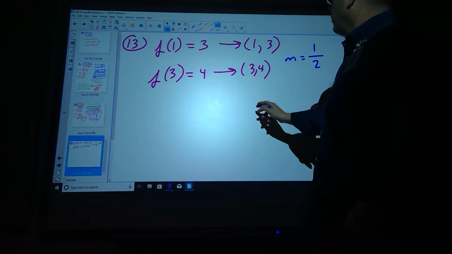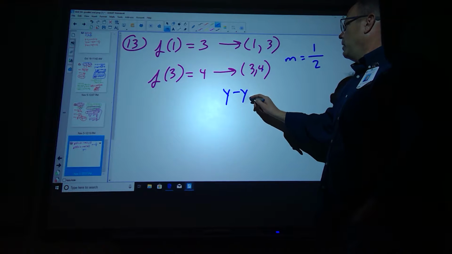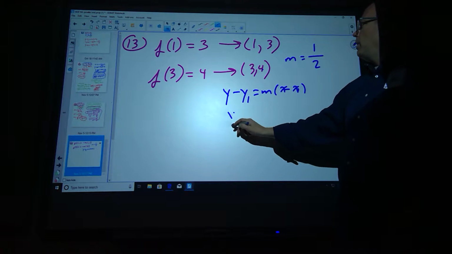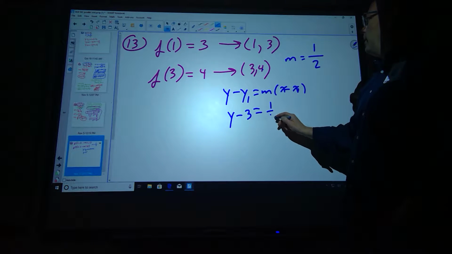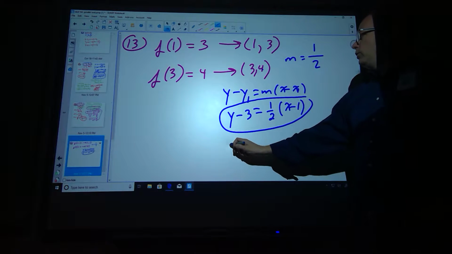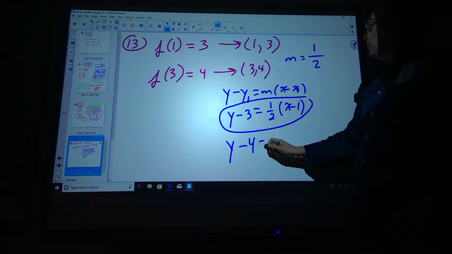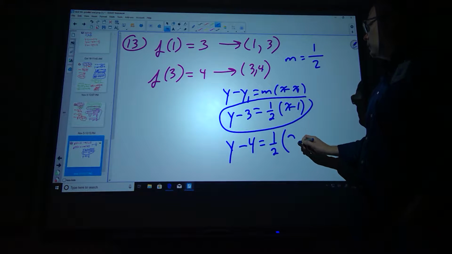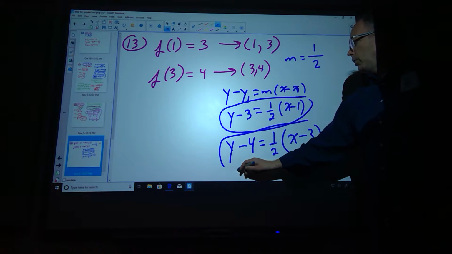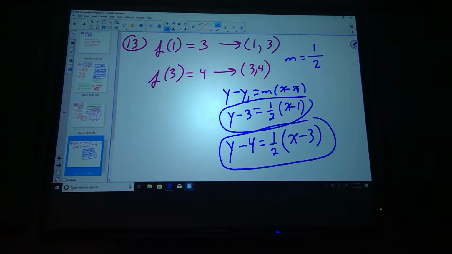Then find the point slope form. Depending upon which point you use, you can have y minus 3 equals 1/2 (x minus 1). That's one answer. Or if you use the other set of points, you get a different form with x minus 3. Those are both the correct answer. Yes, they look very different, but if I solve the two of them, I get the same y equals. So that's your choice which one you want.